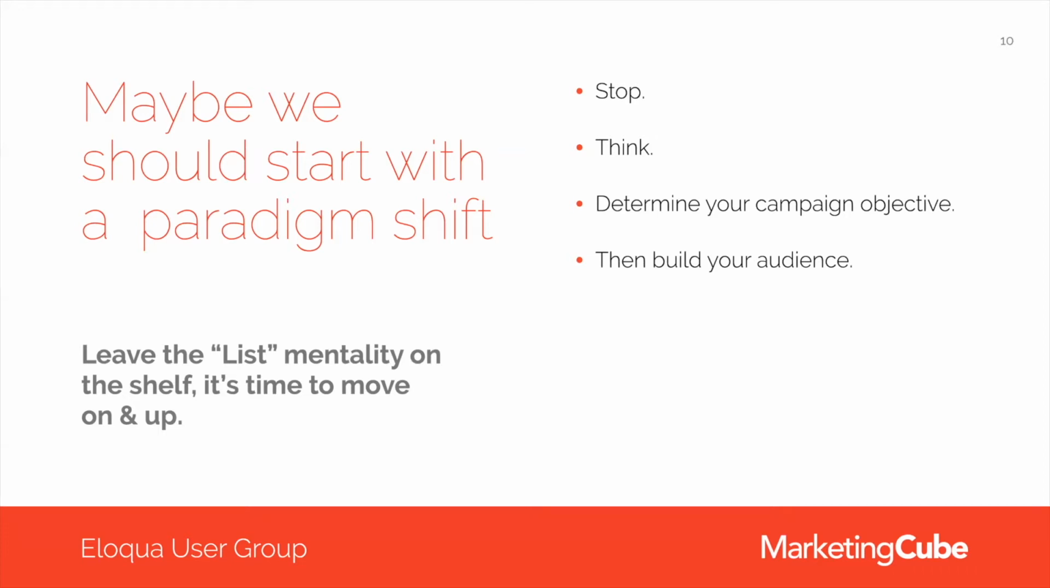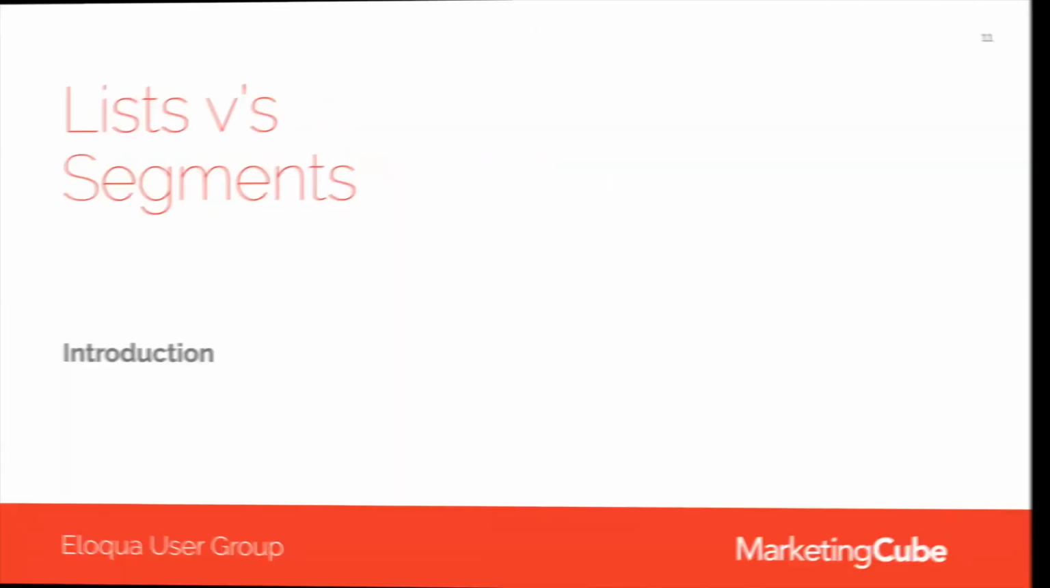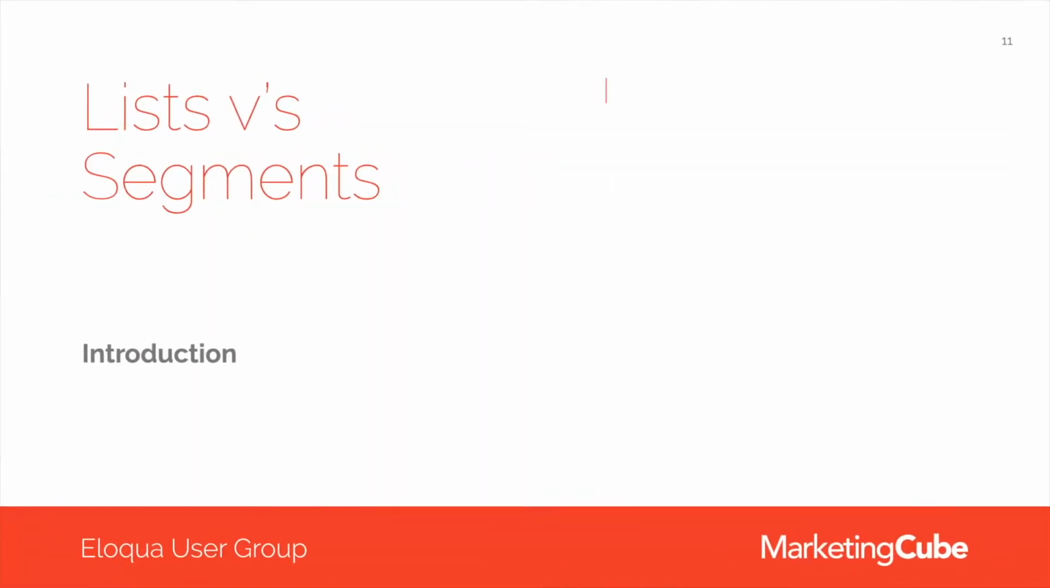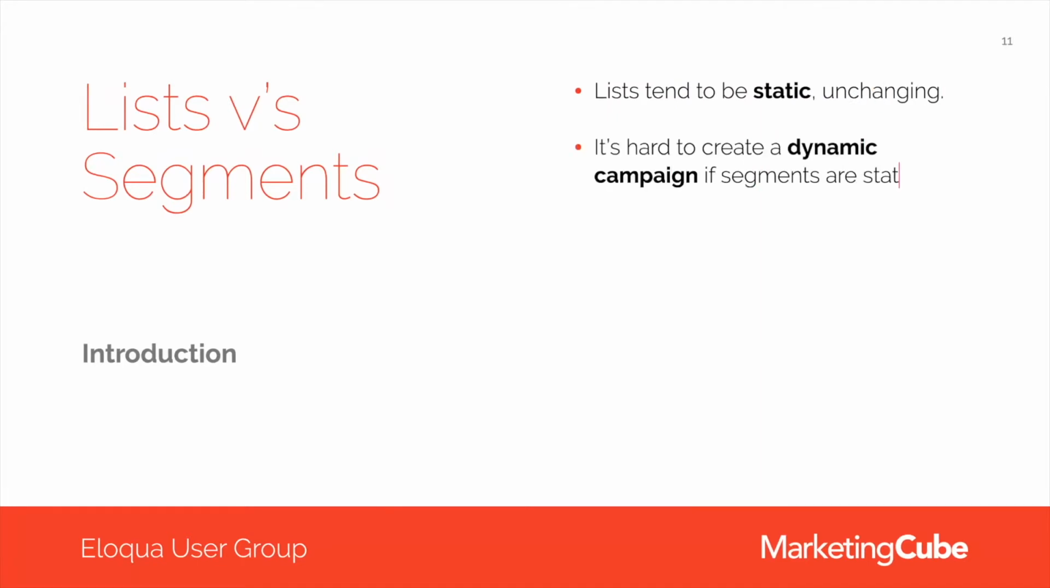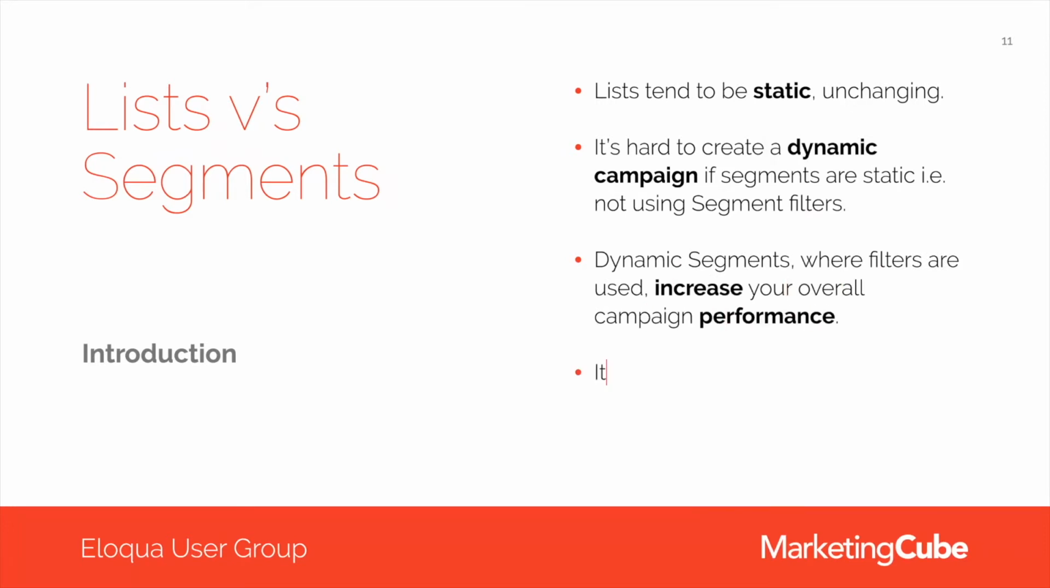And so you can see there, step 4 I've suggested is that we then start to build the audience. And let's expand on that. So lists versus segments, and really what is the difference? I suppose what I've tried to do here is just sort of outline through my experience of working with customers, and obviously Eloqua customers, as to what the difference could be.